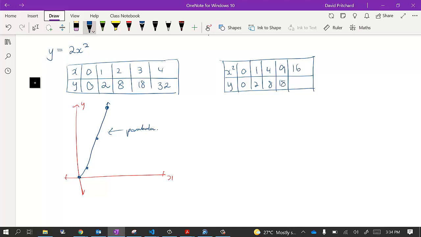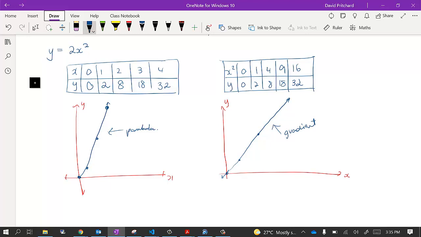And 4 squared is 16. Now already, I think you can see that pattern. You can see that y is always double x squared. If we plot out those points, 0, 0, 1, 2, 4, 8, and so on, then what we get is a straight line that passes through the origin.